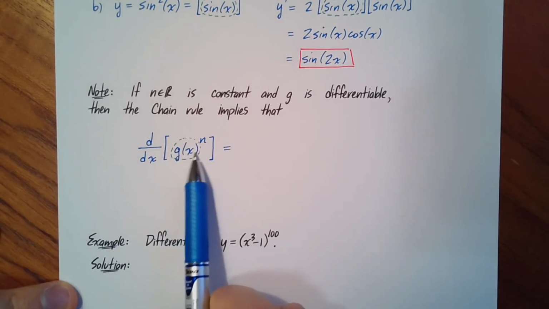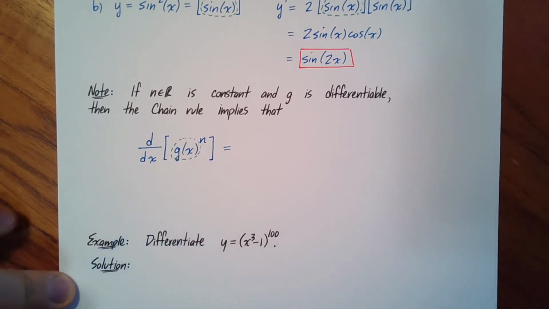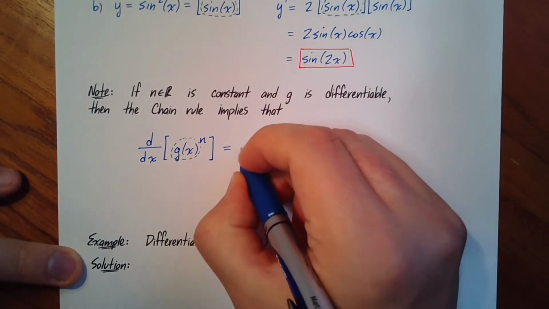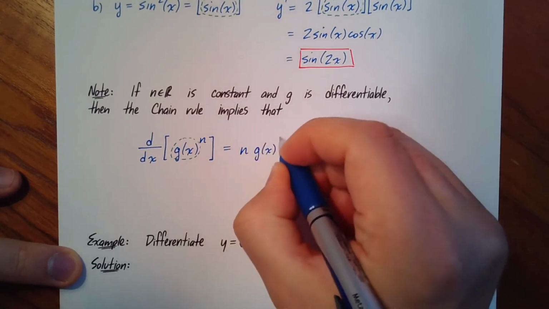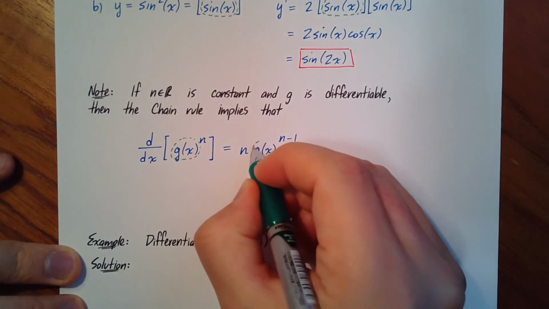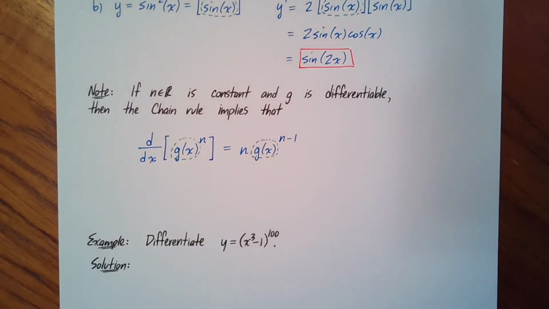Just ask yourself, what would you do if everything inside the bubble, this green bubble that I drew, was simply x? Then what would you do? Well, it would be x to the n. Then the power rule says the derivative would be n times x to the n minus 1. So you're just going to go n times g of x to the n minus 1, because g of x was your inside function, right? You still are going to copy your inside function with you when you do that.